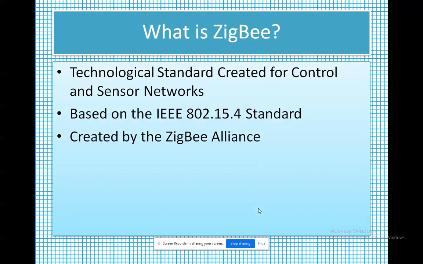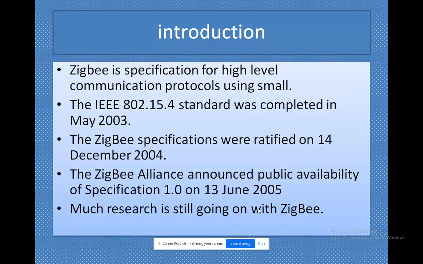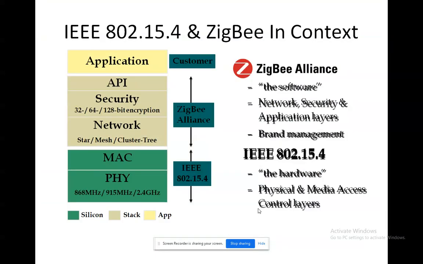Zigbee is a technological standard created for control and sensor networks, based on the IEEE 802.15.4 standard. It was created by the Zigbee Alliance. Zigbee is a specification for a high-level communication protocol using small, low-power radios. The IEEE 802.15.4 standard was completed in May 2003. The Zigbee specification was ratified on 14th December 2004. The Zigbee Alliance announced public availability of specification 1.0 on 13th June 2005. Much research is still going on with Zigbee.